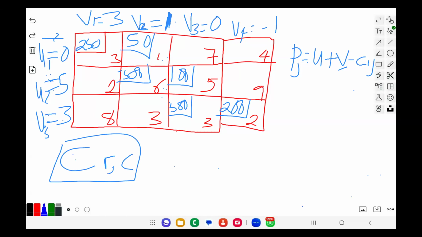For example, here 7 is not allocated, right? We are starting with those which have not been allocated. Now we are dealing with the unallocated. So 7 is in row 1, so it will be C1 what? What is the column number? The column number is 1, 2, 3, right? This is C1,3. That's what we mean.